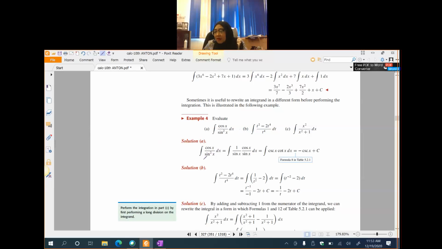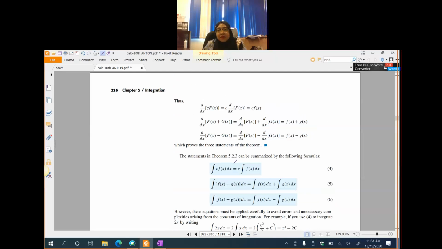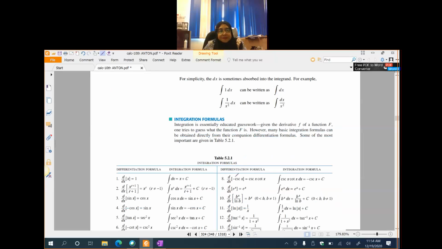So for cos x over sine squared x, what they did in this solution is they simplified this so that it is 1 over sine x, and then you have another one which is cos x over sine x. So the new function will be cosecant x multiplied with cotangent x. And then you look at the table.